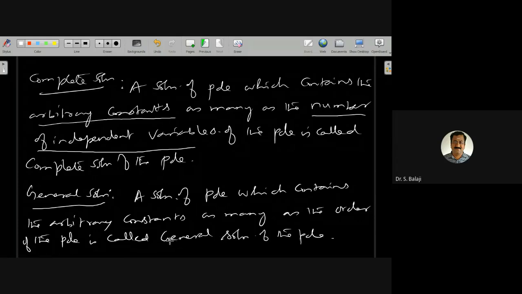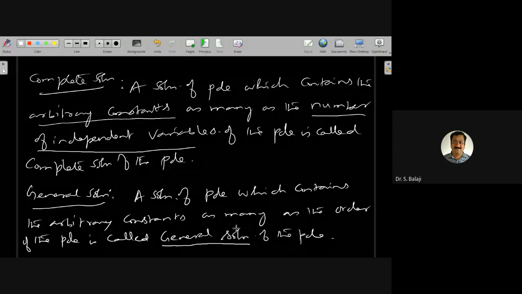Here suppose order is 1 but number of independent variables is 2. If you are getting 2 arbitrary constants, you can say it is the complete solution. Suppose order is 1, meaning if you have only one arbitrary constant, then you can say that it will be a general solution. In that manner we can consider here.